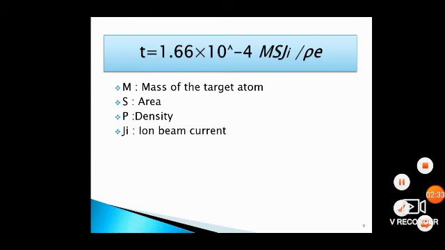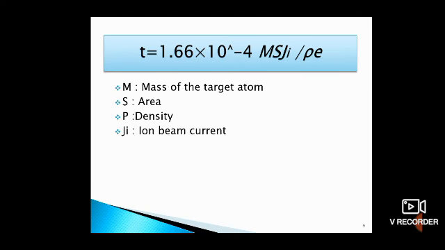And the rate of sputtering can be calculated from simple considerations of the volume removed per atom. This expression is usually used for calculating the thickness in centimeters removed per second. So T equals 1.66 times 10 raised to minus 4, m S ji per rho. Here m is the mass of the target atom, and S and rho are the area and density respectively of the target. ji is the ion beam current.